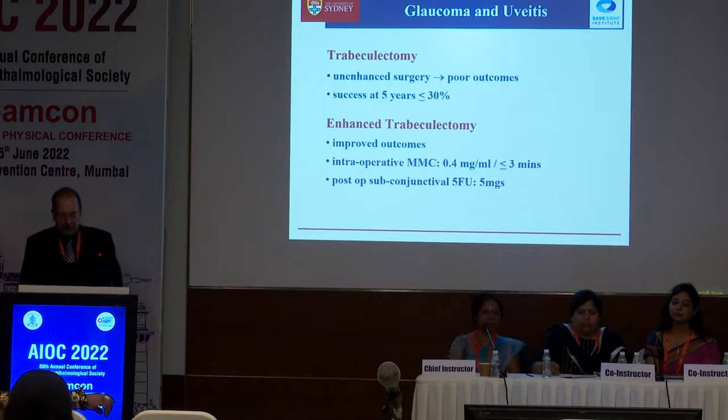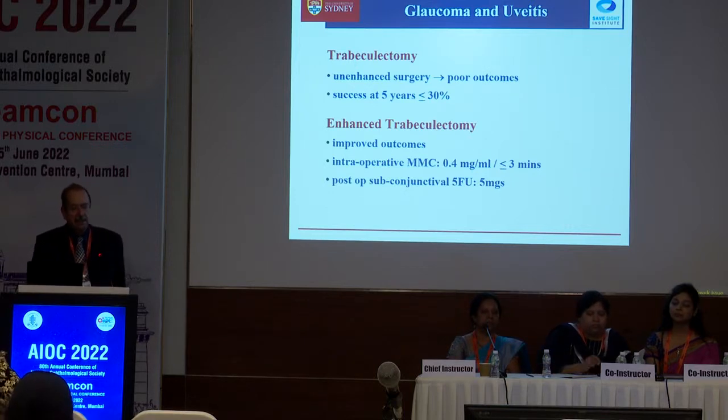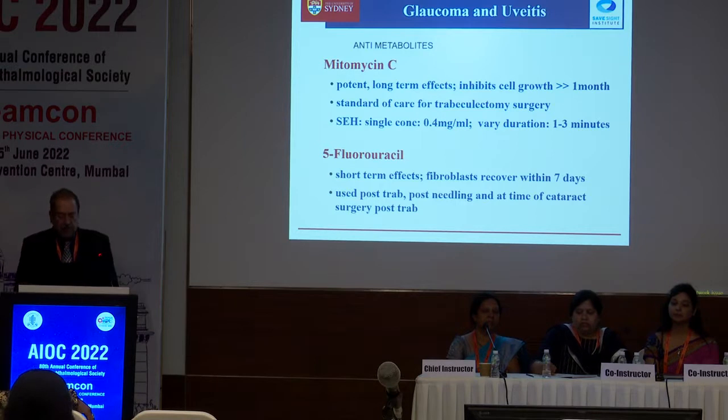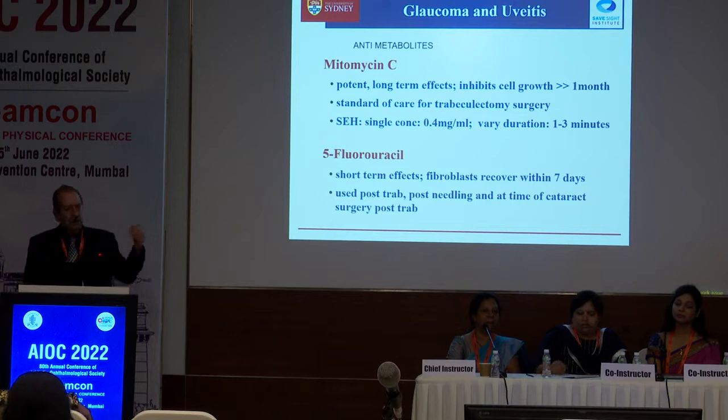Standard trabeculectomy has a very high failure rate. In fact, only 30% of them would succeed at 5 years. But enhanced trabeculectomy with the use of antimetabolites is, I think, the way to go. Mitomycin C is used intraoperatively. It has longer-term effects and inhibits cell growth for more than a month, and now is the standard of care for trabeculectomy. At the Sydney Eye Hospital, we use concentrations of 0.4 milligrams per mil and apply it for 1 to 3 minutes. 5-FU is used post-surgery. It's used along with phacotrabeculectomy and also at the time of cataract surgery.